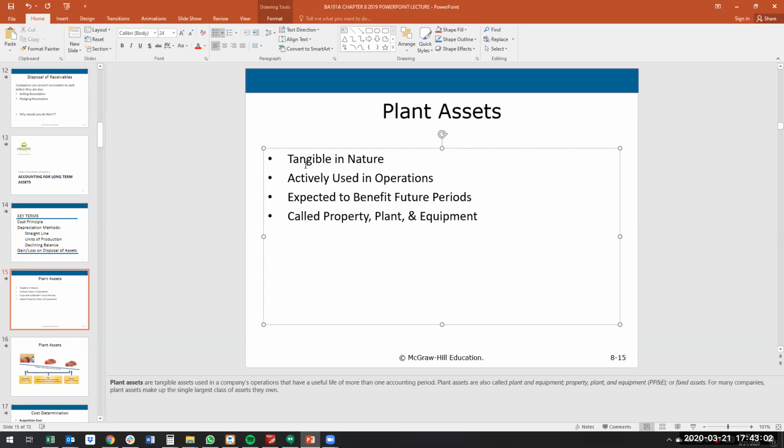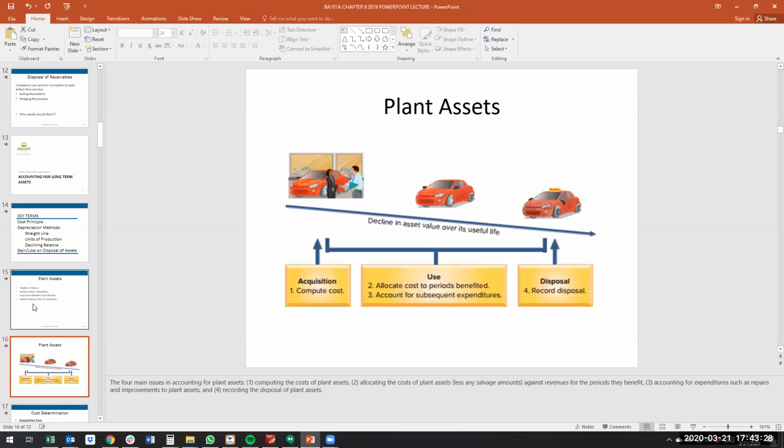So if we have something that we aren't using, we have to consider that if we're not using the asset, we can't have it on our books, and that's its own policy. Expected to benefit future periods. If we don't expect any benefit from it, we have to impair the asset, especially if we're not planning on selling it and there's no real value to it. And then if it hits all three of these, then we can call it plant, property, and equipment. So know this definition, it is important.